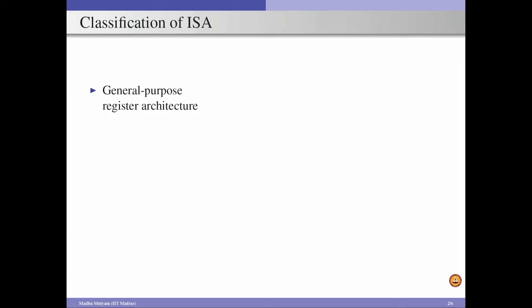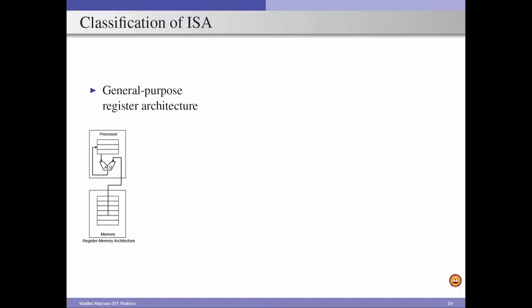The ISAs can be classified into 4 groups. One is the stack based ISA, the other one is the accumulator based ISA, and the third set is general purpose register architectures, which are further divided into 2 groups: one is the register memory architecture, and the other one is the register architecture. Because current ISAs typically follow the general purpose register architecture, we are going to discuss only the general purpose register architecture, also called GPR architectures.